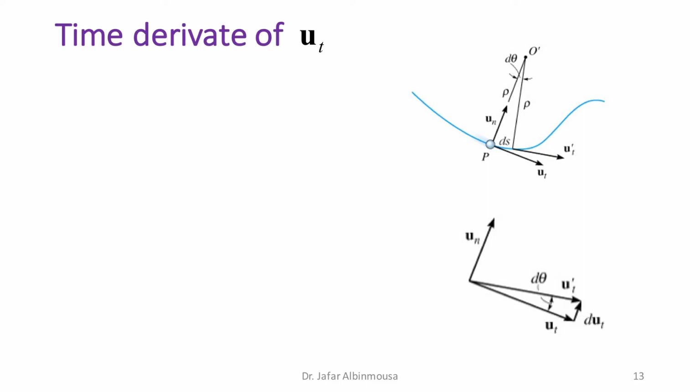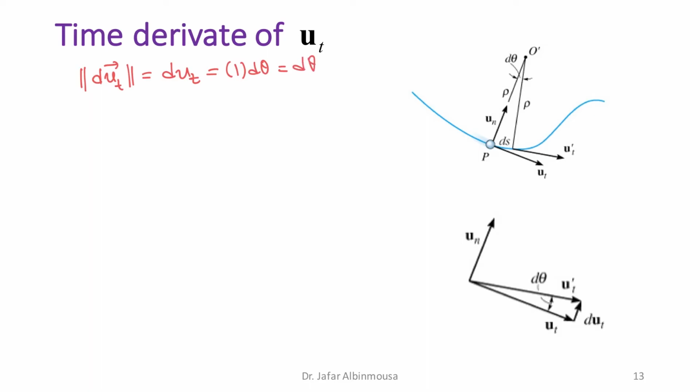Now the magnitude of u_t is 1, while the angle here, instead of putting theta, we put d theta. So from the previous slide, we found the magnitude of du_t, which is equal to 1 d theta, which is basically d theta.